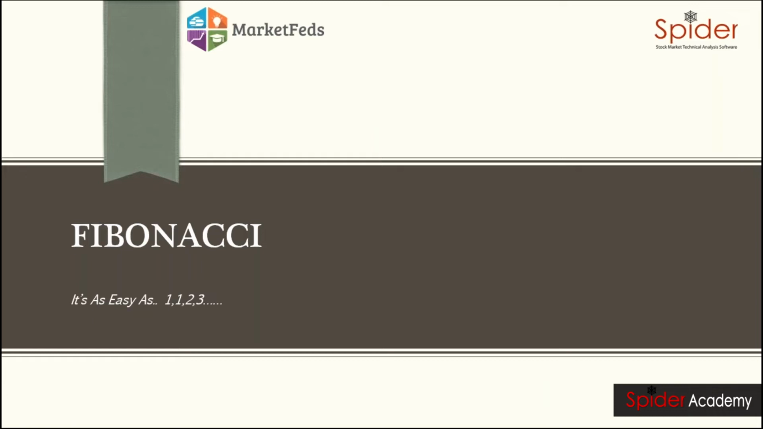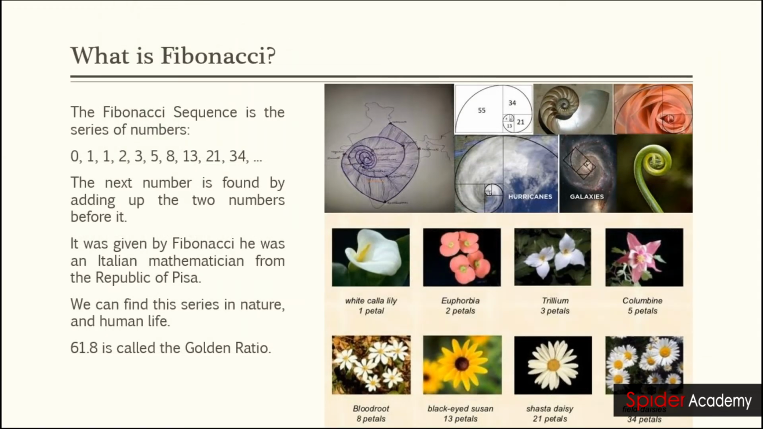So what is Fibonacci? It is as simple as 1, 2, and 3. I'm not joking. Fibonacci numbers start from 1, 1, 2, and 3. Fibonacci is nothing but a sequence or series of numbers which start in the following manner, where we add the previous two numbers and give a third number. So it starts from 0. 0 and 1 make a 1. 1 and 2 make a 3. 3 and 5 make an 8, and so on and so forth.